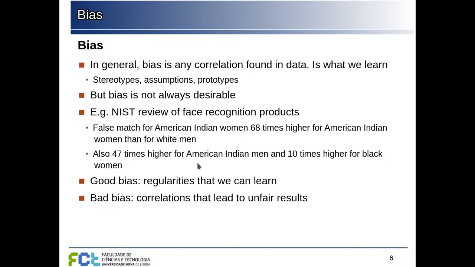So here is an example where this can be very unfair, because if the police officers are using this system to try to match suspects to crime scene photos or things like that, then this very much higher rate of mistakes on some particular groups will result in terrible injustice in some cases. So there is good bias, all the regularities that we can use to learn, but there are instances of bias that we really cannot accept in our system because of the fairness consequences this has. This will create injustice and will create problems for people when we use this system.